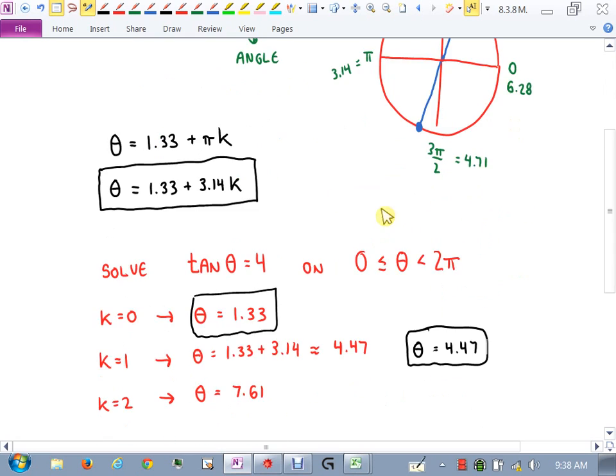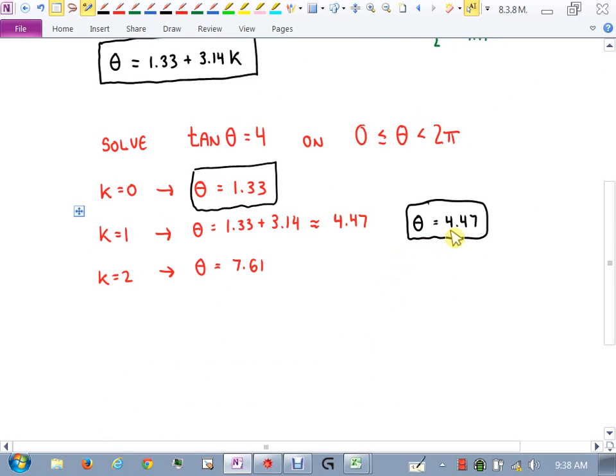Now just check the other one, see if the other one works. Do tangent of 4.47 and 4.044. So we're still off a little bit, but it's pretty close to 4, right? All right, let's move on.